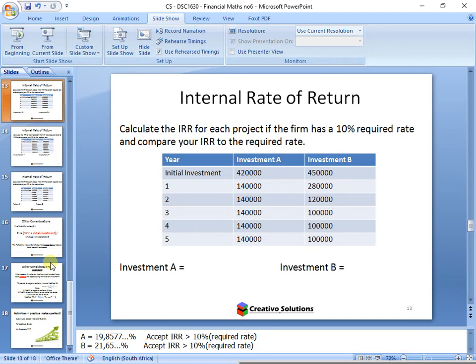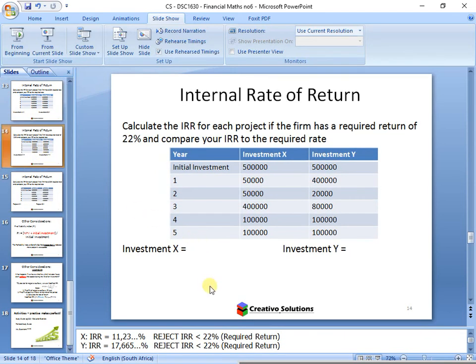This section is all about the calculator. It's so important. So I've got 21.65. Correct. So that's A and B. Let's go back and look at X and Y. See if you can get the IRR for X and Y. We saw X and Y earlier, when we looked at net present value. Here we're looking at IRR, internal rate of return. So what are the IRRs for this one?